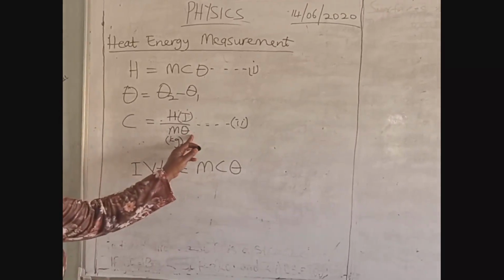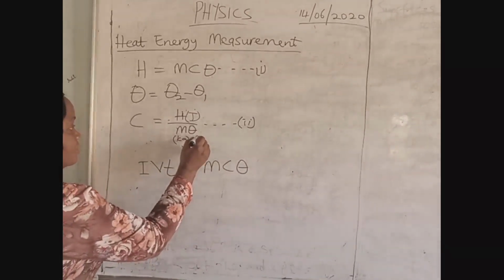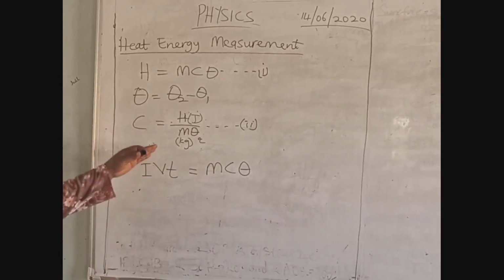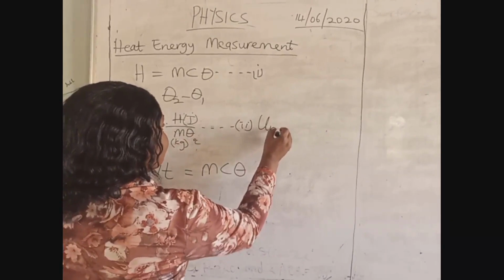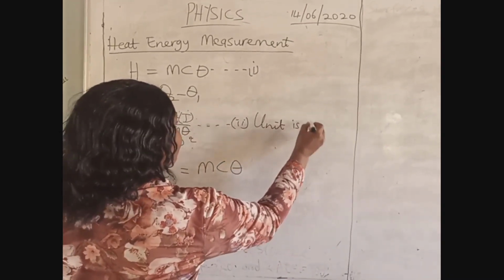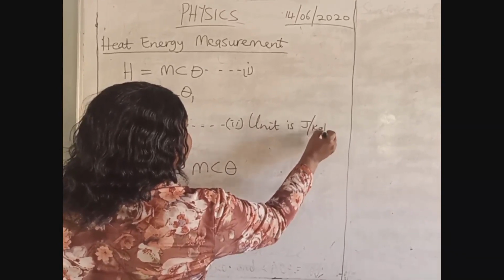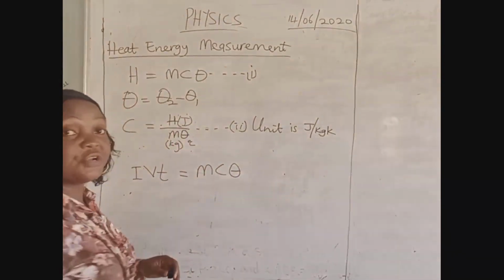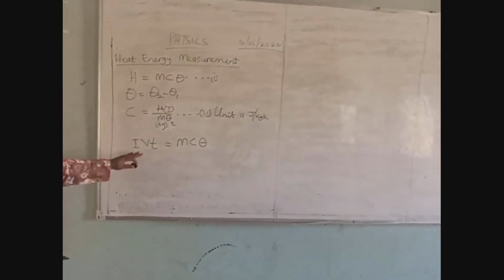And temperature is measured in either degrees Celsius or Kelvin. Therefore, the unit of measurement of specific heat capacity is what? Joules per kg per Kelvin, or per degree Celsius. Is that okay? So let's now come back to this.